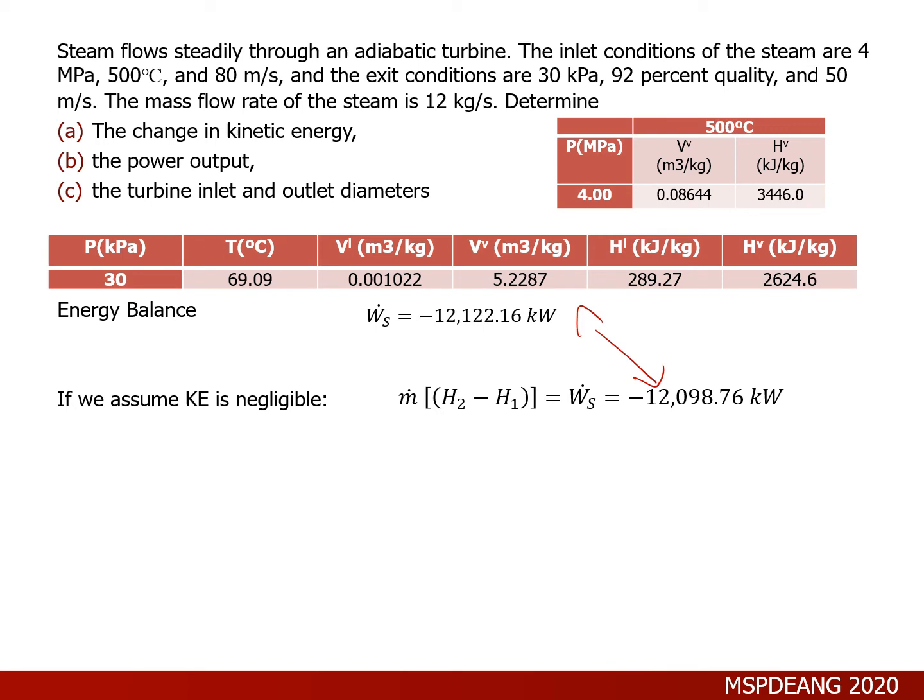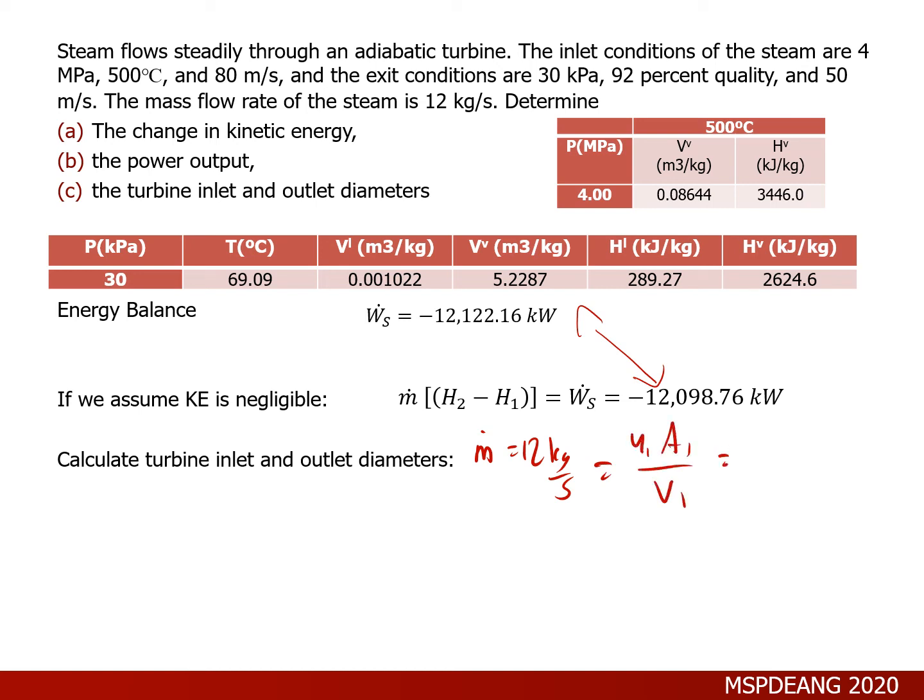And lastly, let us now calculate the turbine inlet and outlet diameters. To do this, we need the continuity equation. The continuity equation in this case is the mass flow rate, which is equal to 12 kilograms per second, is equal to U1 A1 over V1, which is equal to U2 A2 over V2. Okay, we have previously determined V1 and V2. So U1 and U2 are given the mass flow rate.